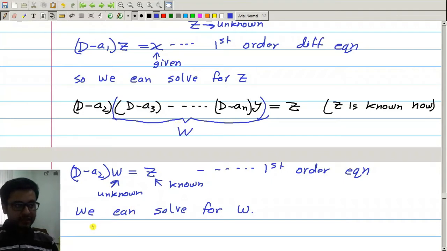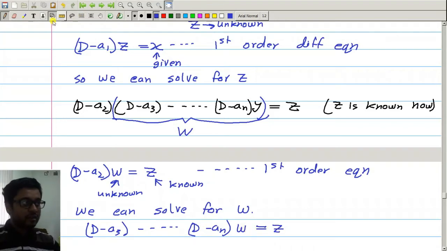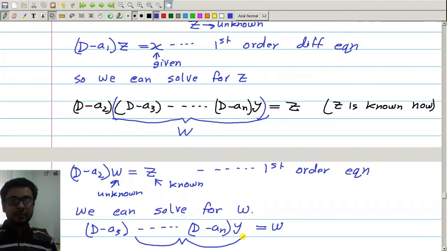We will write (D minus a3) up to (D minus an) acting on y is equal to W. Now W is known and you can repeat this process by taking another signal defined to be this, and repeat the process until you get y.